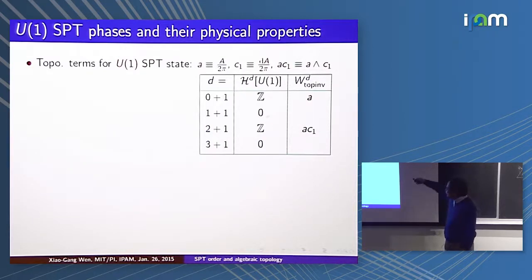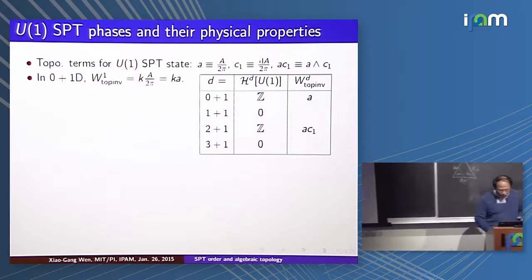Certainly in 4 plus 1 there's also one. But they all belong to the Z class because the coefficient can be any integer. But in even space-time dimensions, there is no such class. So that gives us the idea for the U(1) SPT states. Because of time, let me skip all this.